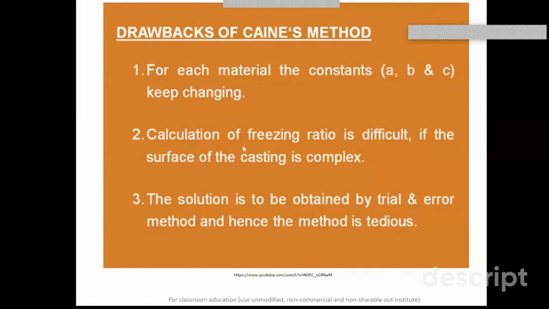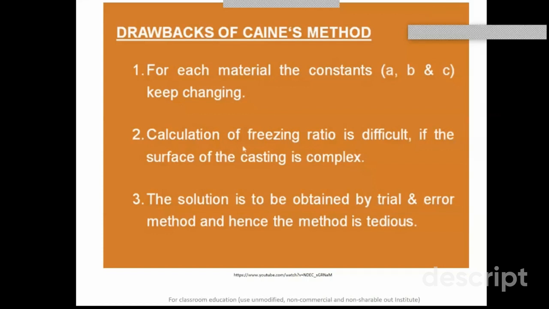And in Caine's method, initially they gave us an empirical curve, and from that curve we can predict the volume ratio, that is the ratio of the volume of your riser to the volume of your casting, and then your casting volume is already given to you. So if you have this volume ratio, then you can easily calculate the volume of your riser.